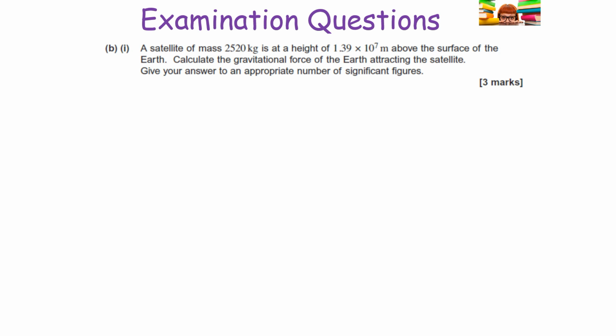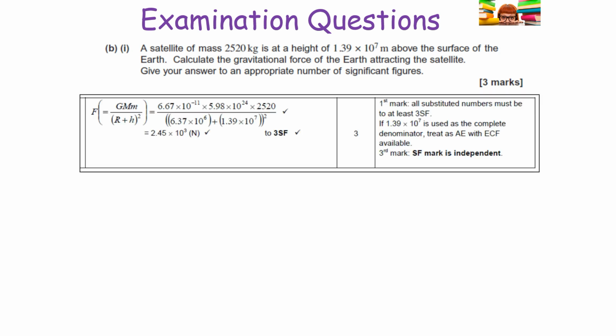So you've just got to use the equation we had before. So we know before that F is equal to big G, big M, small m over R plus h all squared. Now again, remember, we don't need gravitational field strength, which we worked out by dividing that equation by m. We're looking for the gravitational force, which is given by Newton's law of gravitational attraction.